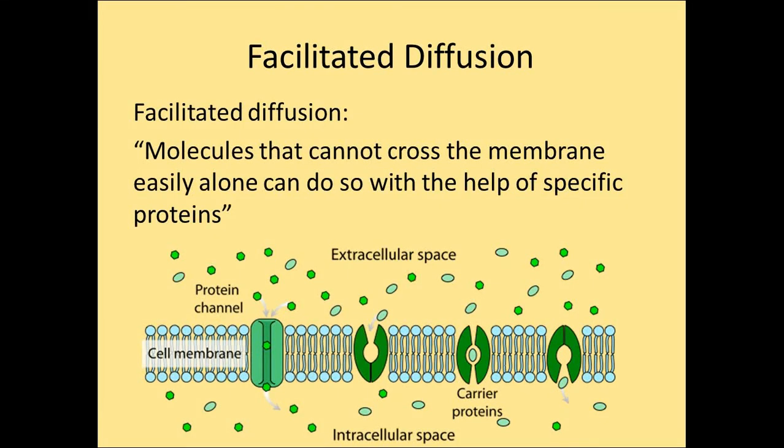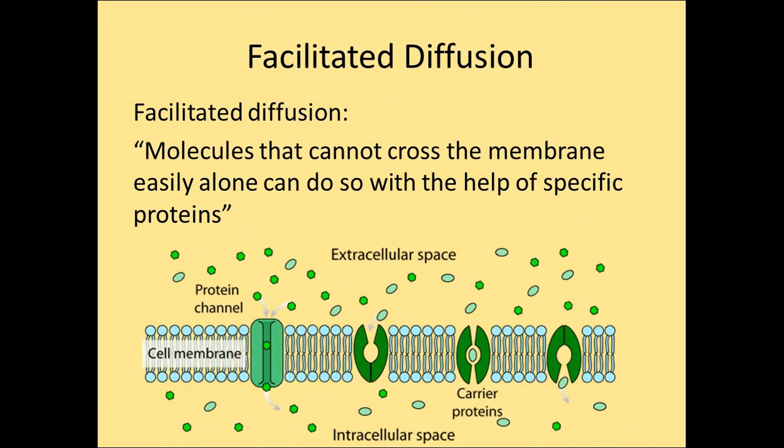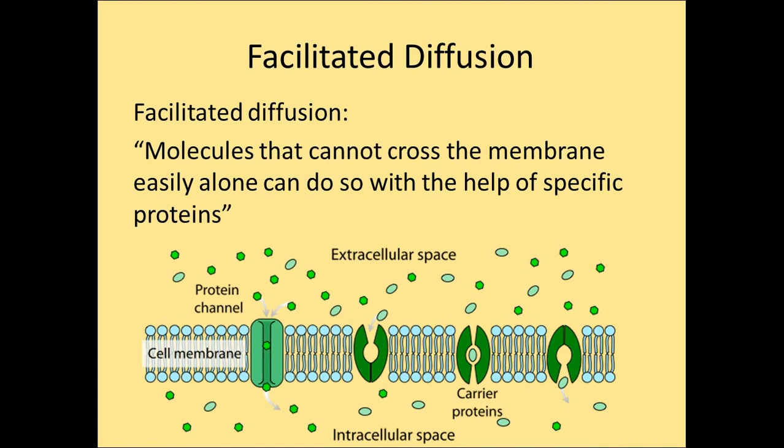Another form of passive transport is facilitated diffusion. So we're still moving things from higher to lower concentrations. We're still moving things without the use of energy. But there are some molecules that can't cross that membrane without help, and usually this is due to the fact that they are polar.